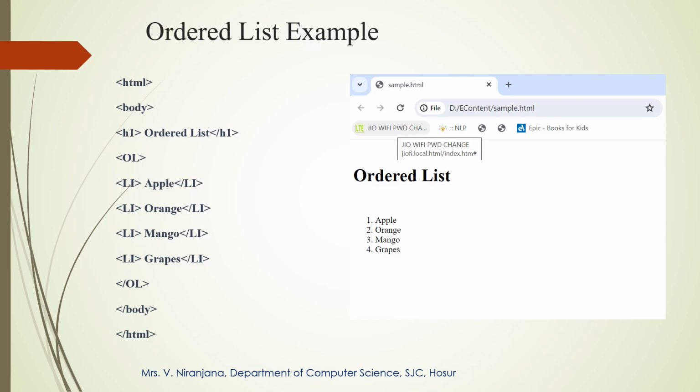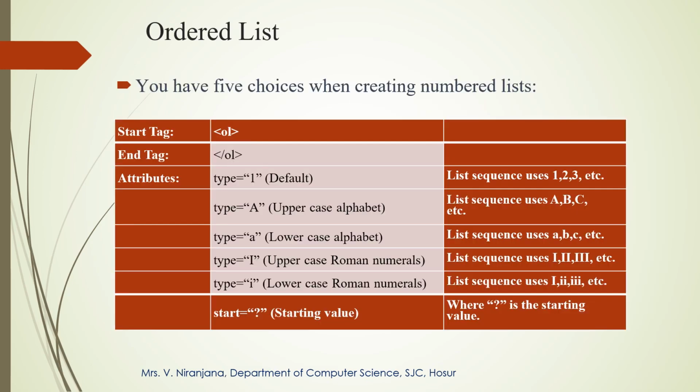You can also change the type of numbering in an ordered list. You can have five different choices when you're creating a numbered list. First is the default, that is type. Type is the attribute which you will be using inside the OL tag. This attribute will determine what type of list you are going to use in your web page. By default, or when you are using type 1, it will display the sequence 1, 2, 3, etc.